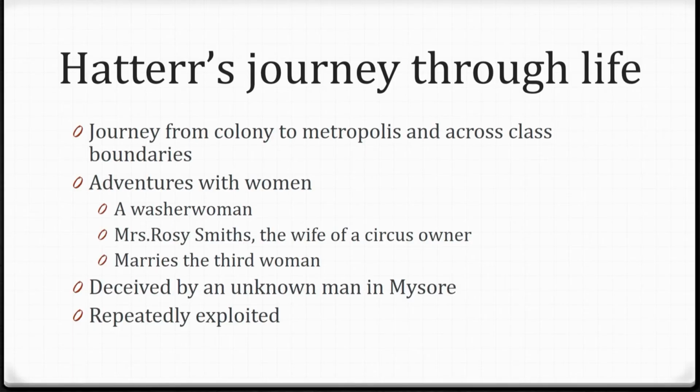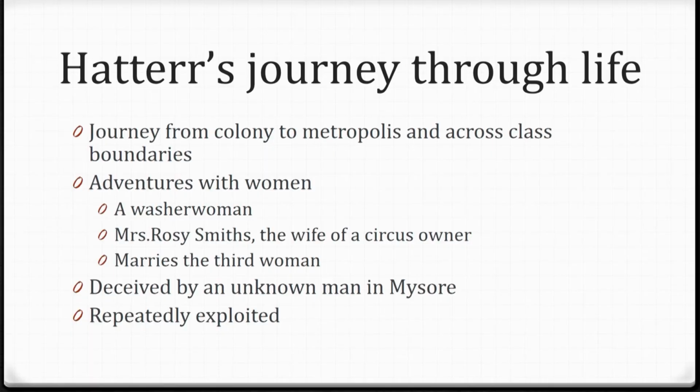And we also get to know the crux of the novel is Hatterr's journey through life. We find him moving from one place to the other and also suffering the anxieties of being rootless. And this, mind you, is not narrated with a tone of regret, but rather Desani tries to find some comedy out of it, to make a mockery of this entire situation.